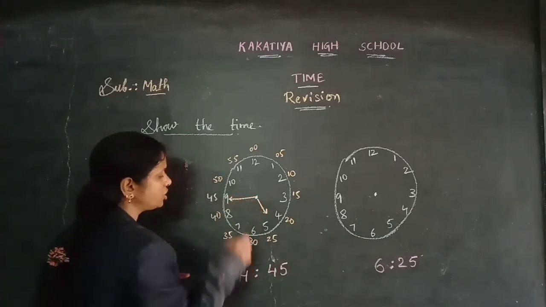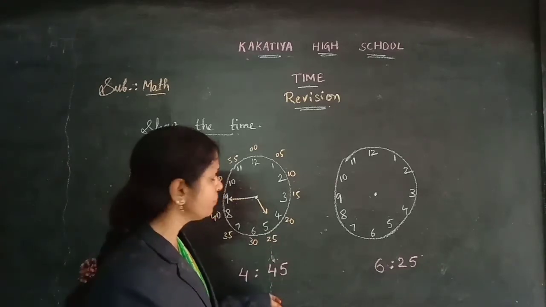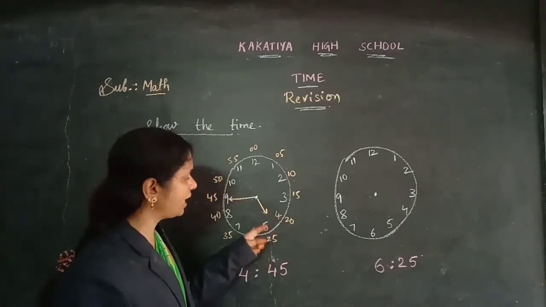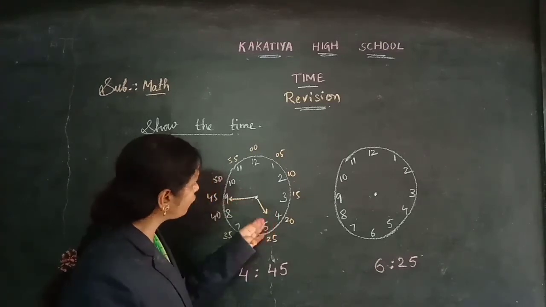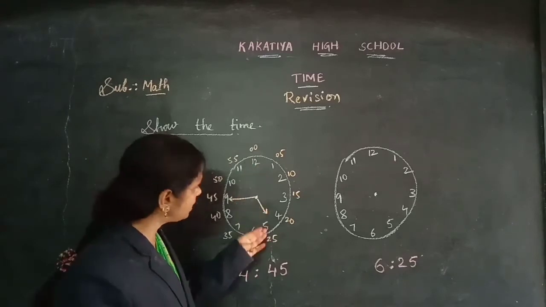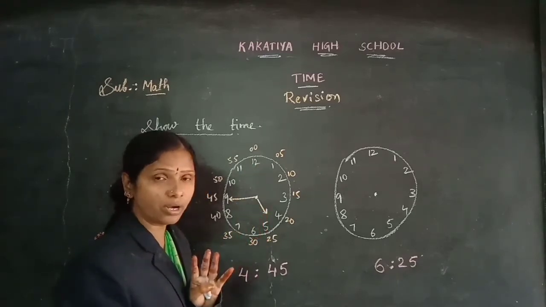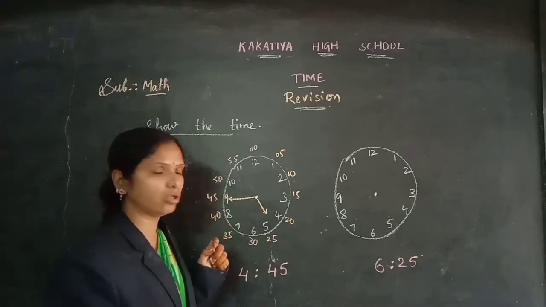So the hour hand should lie between the 4 and 5. Why? Because after 4 it crossed. So it should lie between the 4 and 5, and it will be nearer to 5 o'clock, children. See, only 15 minutes is there to reach the 5. Means it should be nearer to 5 but not exactly on the 5. And the minute hand should show exactly on the 9.